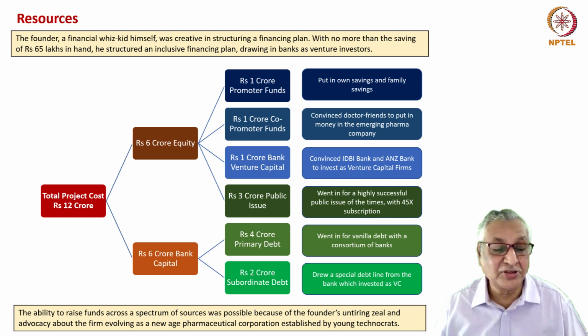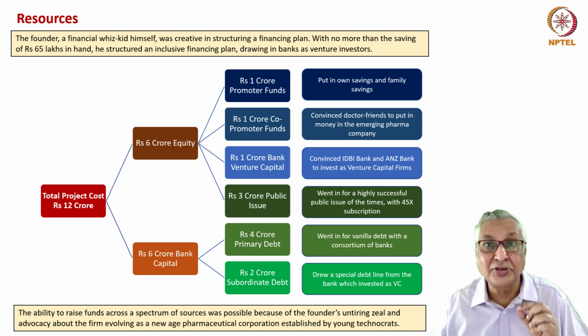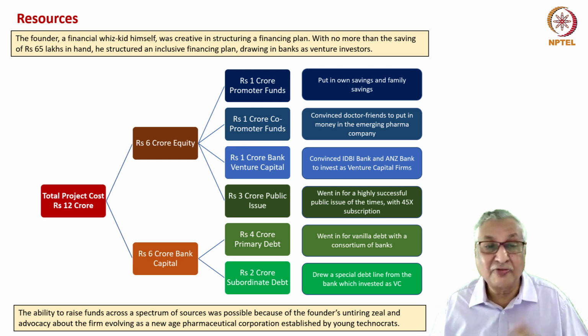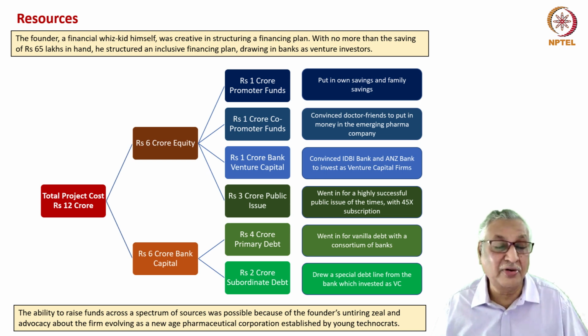The ability to raise funds across a spectrum of banking and lending sources, as well as equity sources, was possible because the founder had passion and zeal, which were evident in the way he advocated his plan for the future. He clearly sold the vision of a firm that is a startup, a first generation startup evolving as a new age pharmaceutical corporation established by young Indian technocrats. And that has been the theme, and that has been the dream which he has sold to the whole range of stakeholders. And of course, he and the team passionately believed in that dream.